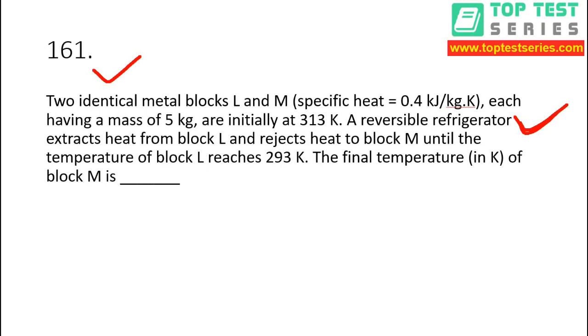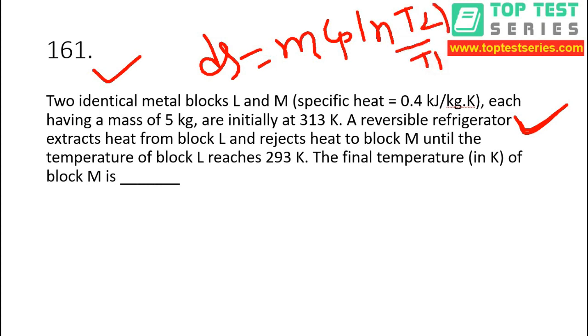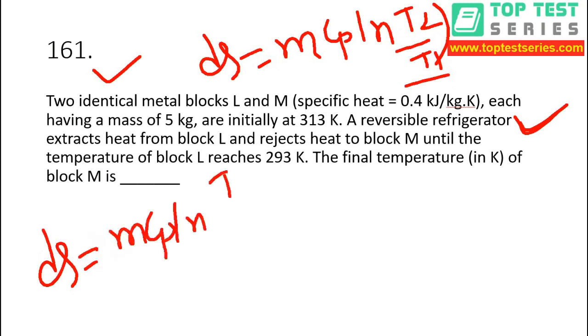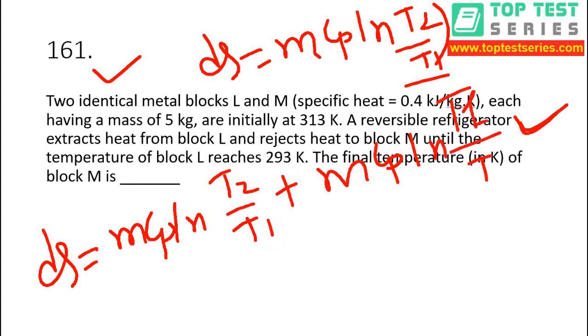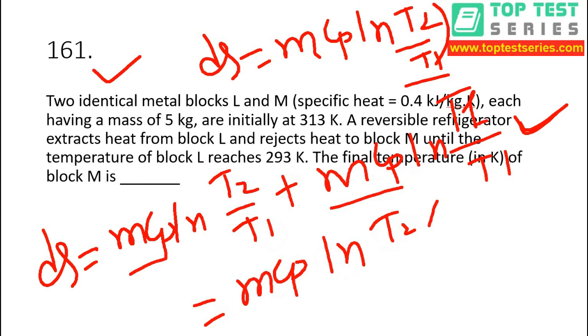The final temperature in Kelvin of block M is what we have to find. We know the formula dS is equal to m cp natural log T2 by T1, but here we have two cases, so we can write dS is equal to m cp natural log T2 by T1 plus m cp natural log Tf by T1. Now let's take common m cp, so we get natural log of T2 times Tf, and in the denominator T1 square, because of this T1 and this T1.